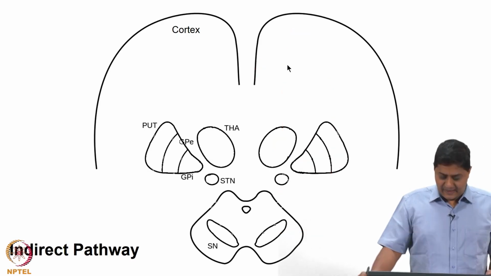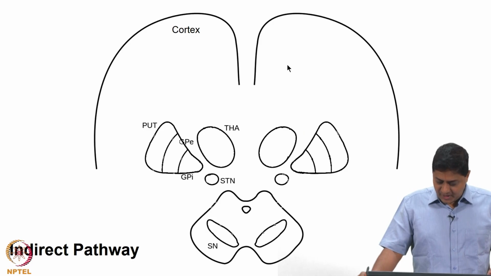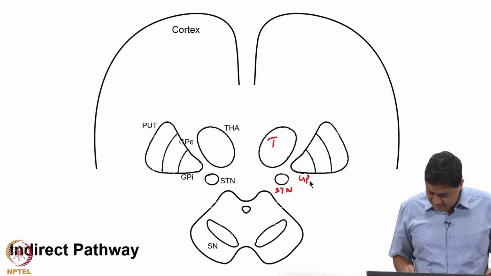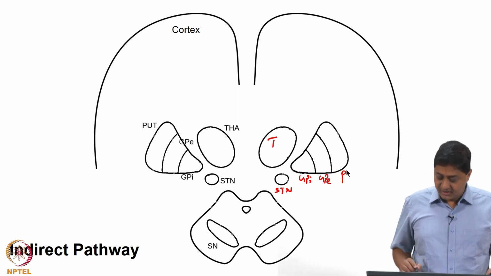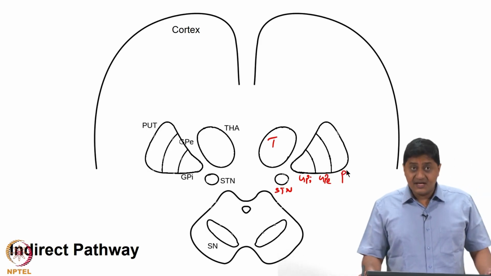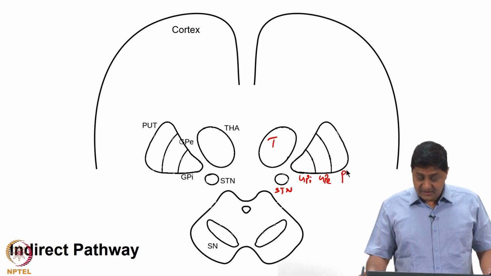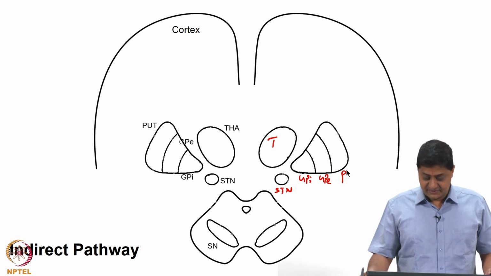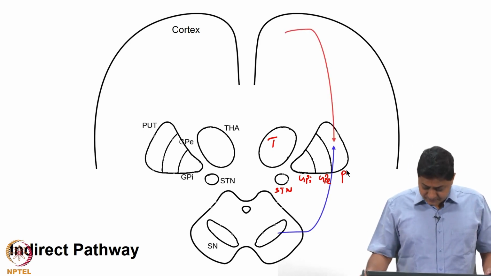So, the possibility that there is going to be excitation at the cortex is increased by the activity of the direct pathway. So, in the indirect pathway what happens is the subthalamic nucleus is involved. Let us remember, so this is the subthalamic nucleus, this is the thalamus, this is the globus pallidus internal, and this is the globus pallidus external, and this is the putamen, right. So, in this case what we saw is that the subthalamic nucleus excites the globus pallidus internal, right. So, that is what we saw.